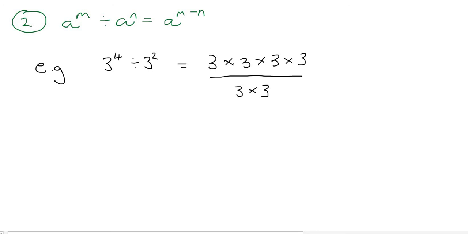Now, we know that we can cancel anything that appears on the top and bottom because of this rule: anything divided by itself is 1. So we can cancel 2 3's from the top with 2 from the bottom, and this just leaves us with 3 times 3, which is of course 3 squared. So the basic rule, a to the m divided by a to the n equals a to the m minus n. So basically the m minus n means you're cancelling whatever's on the bottom with whatever's on the top, and that's what you're left with. So that's the second rule.